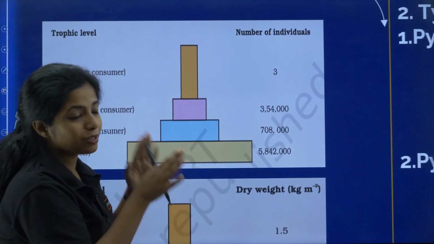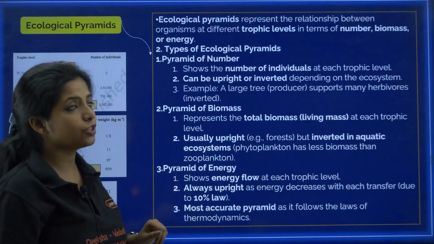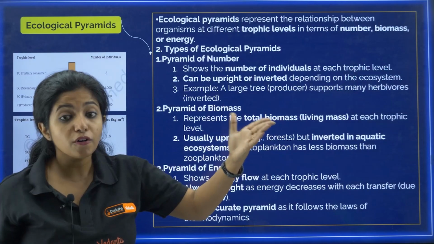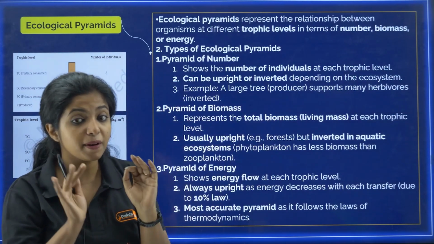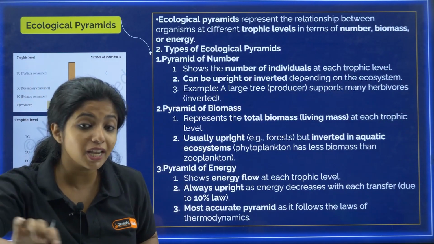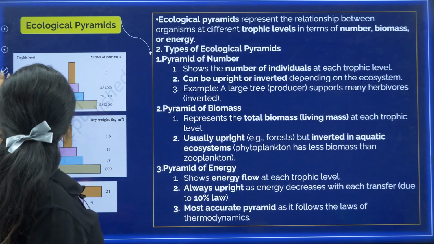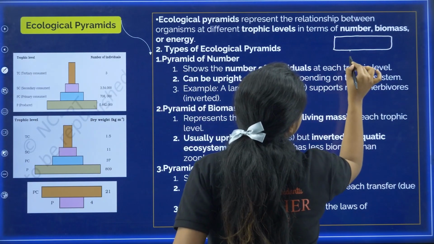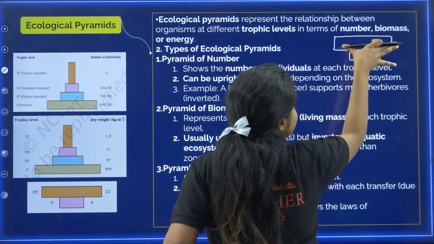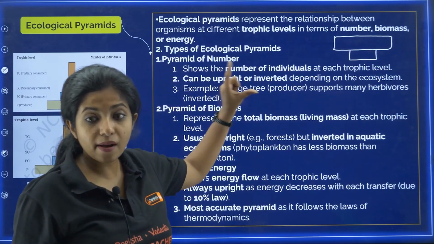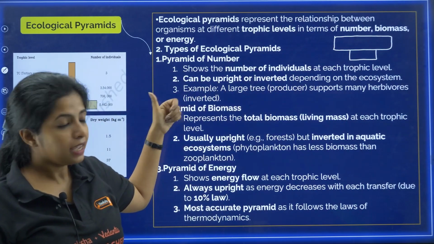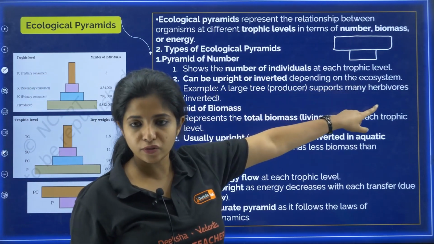Now, if a question comes that there is an ecosystem where the number of primary consumers is more and the number of producers is less, say the number of plants is 5 and the primary consumers are 10, how will that ecosystem be, my dear children? It will be inverted. Here the producers are less, but this is more. So, the pyramid of number can be inverted or it can be upright as well. Always remember that. It can be upright or inverted depending on the ecosystem.